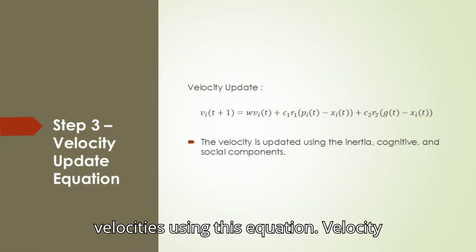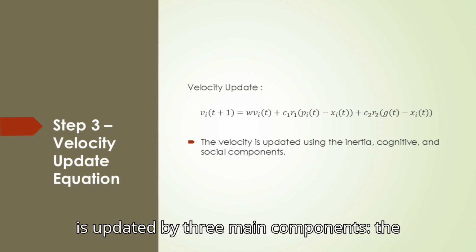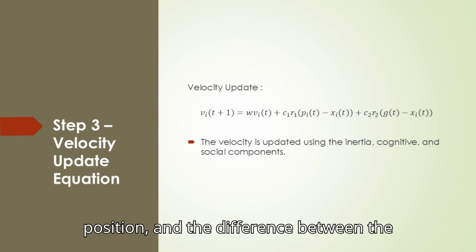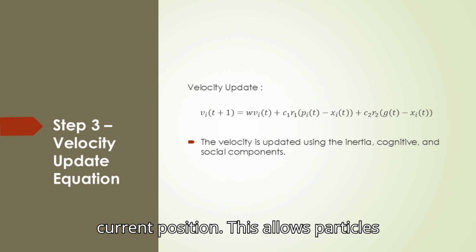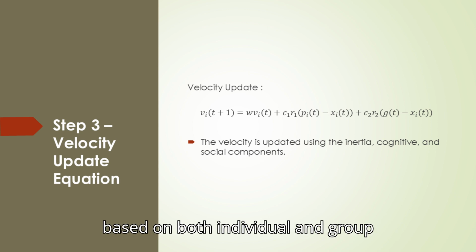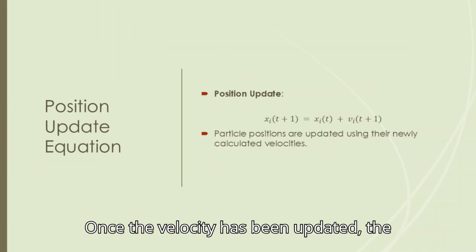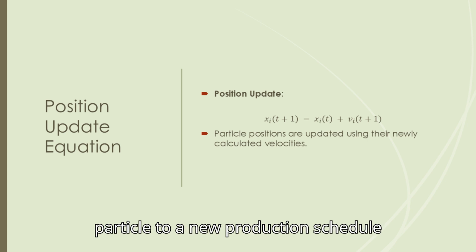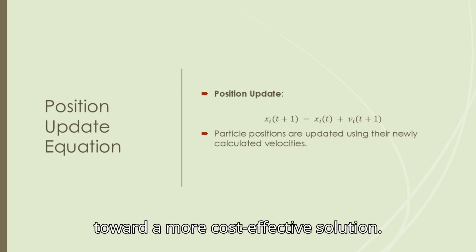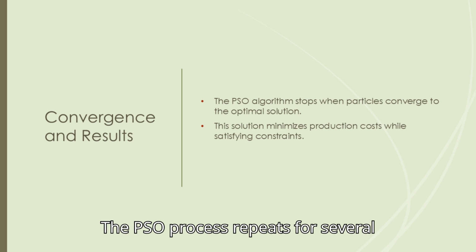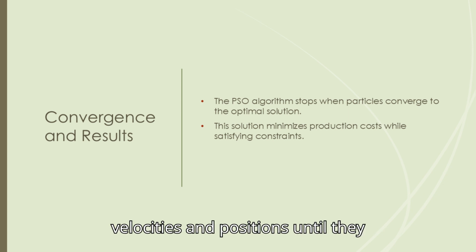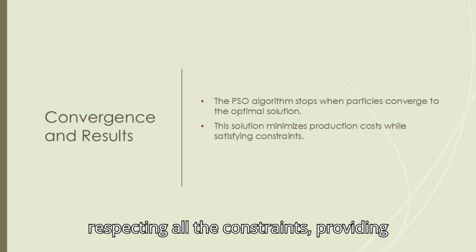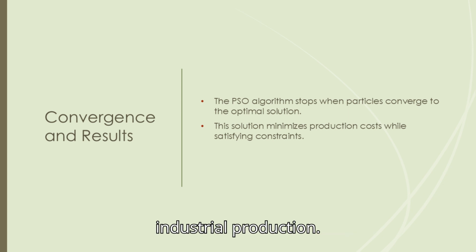Next, the particles update their velocities using this equation. Velocity is updated by three main components: the particle's current velocity multiplied by an inertia weight, the difference between its personal best position and current position, and the difference between the swarm's global best position and its current position. This allows particles to gradually improve their solutions based on both individual and group performance. Once the velocity has been updated, the particle's position is recalculated using the position update equation. Essentially, this step moves each particle to a new production schedule based on the new velocity, guiding it toward a more cost-effective solution. The PSO process repeats for several iterations, with particles updating their velocities and positions until they converge on an optimal production schedule. The final solution is one that minimizes production costs while respecting all the constraints, providing a practical and efficient way to optimize industrial production.